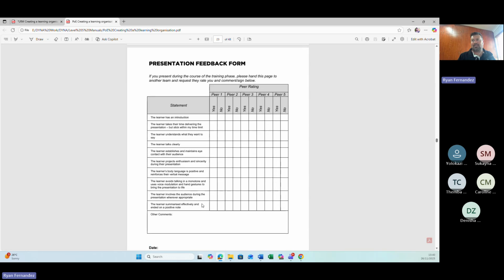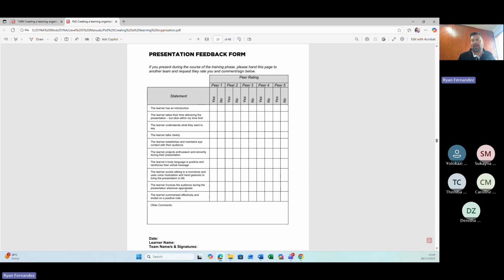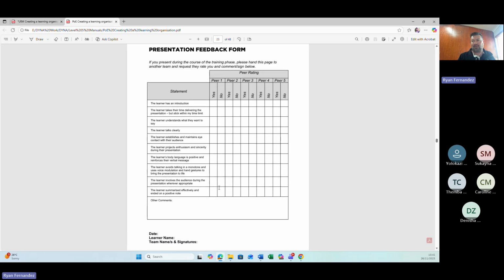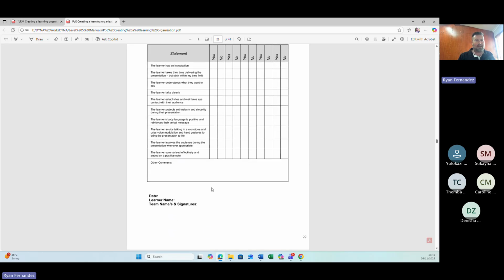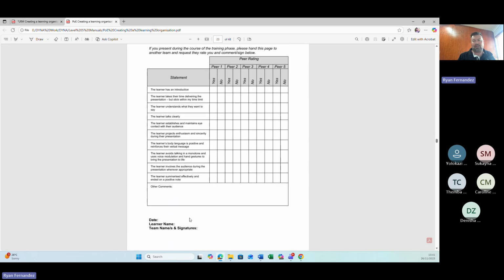Then there is something called a presentation feedback form. So if you do any presentations to any of your colleagues or managers, you would then ask them to fill in under peer 1 for any presentations that you have made to them. If you have not made any presentations, then that's not a problem, as long as we do one presentation for the whole of the course. If you do a presentation, please make sure that you put in the date, your name, and then the person who witnessed your presentation.